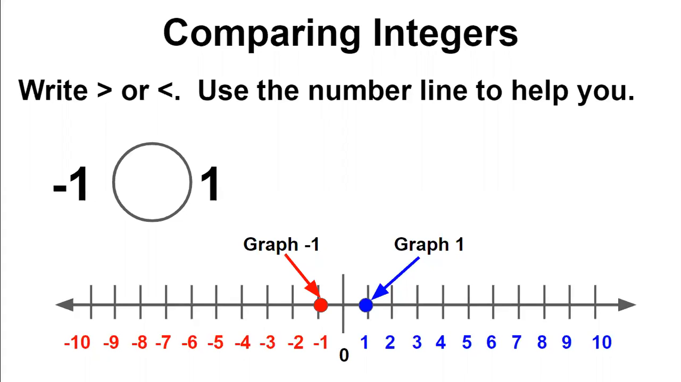But remember what we said, as the numbers go to the right, they get bigger, right? And a positive number is always bigger than a negative number. So which way is our mouth going to open? Towards the bigger number. There we go. That means negative 1 is less than 1.